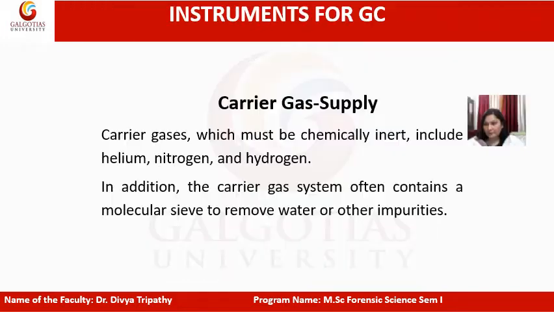The first component of a GC instrument is the carrier gas in a high pressure cylinder with attendant pressure regulator and the flow meters. So the question is, what type of gases can be used in gas chromatography as a mobile phase? The quality should be that the gas should be chemically inert. That generally includes helium, nitrogen, hydrogen and argon.